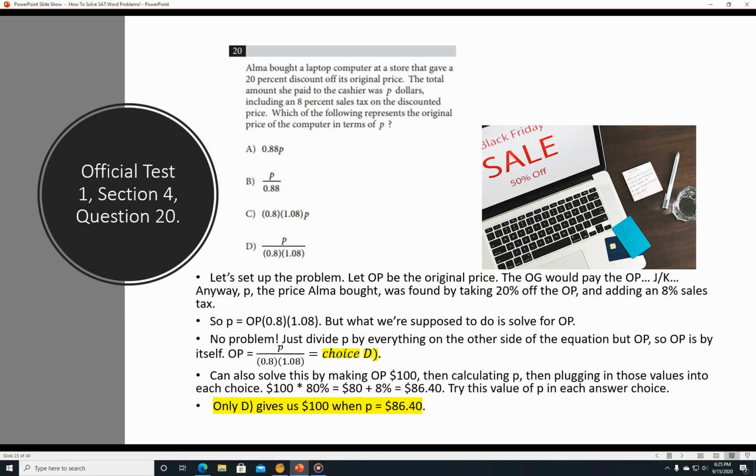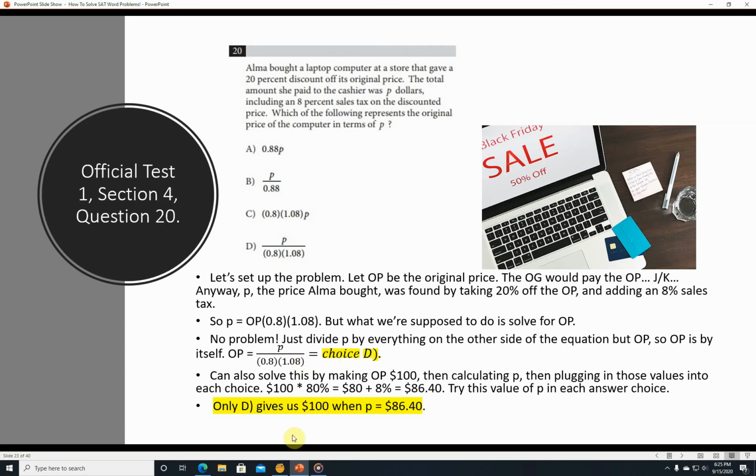Anyway, P, the price Alma bought, would be found by taking 20% off the OP and adding an 8% sales tax. So P is equal to OP times 0.8 times 1.08. But what we're supposed to do is solve for OP. No problem. So we just divide P by everything on the other side of the equation but OP, so OP is by itself. We know that P is equal to OP times 0.8 times 1.08. We just divide by 0.8 and then divide by 1.08. OP is equal to P over 0.8 times 1.08, which is choice D.